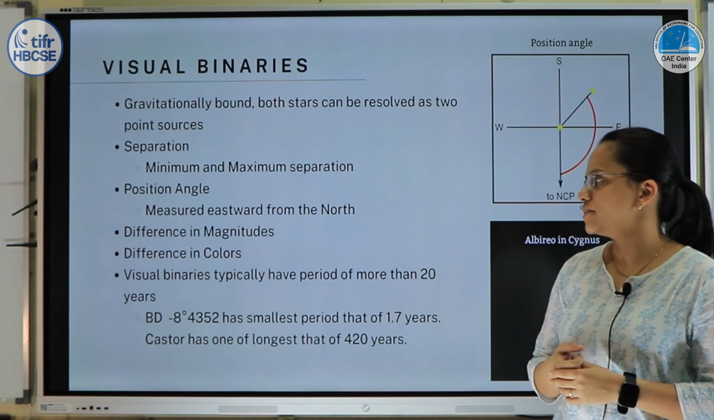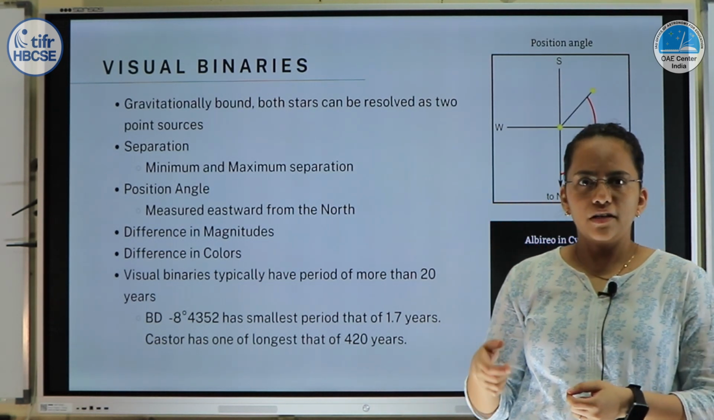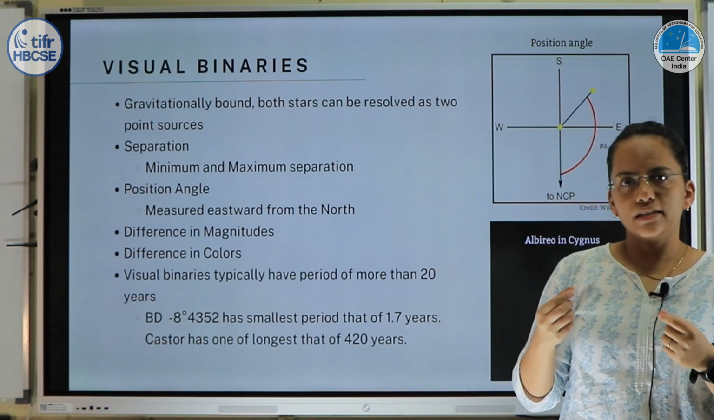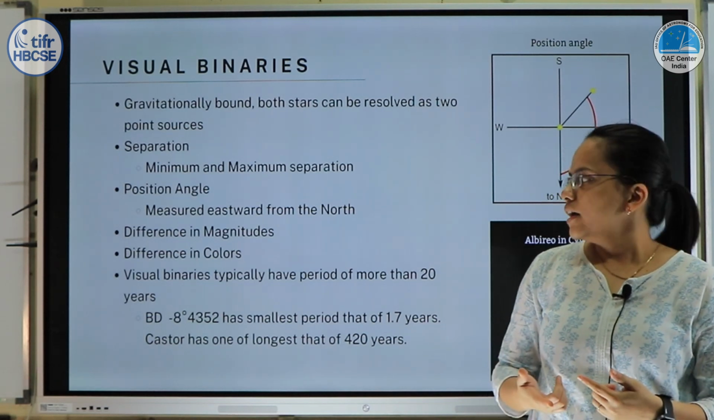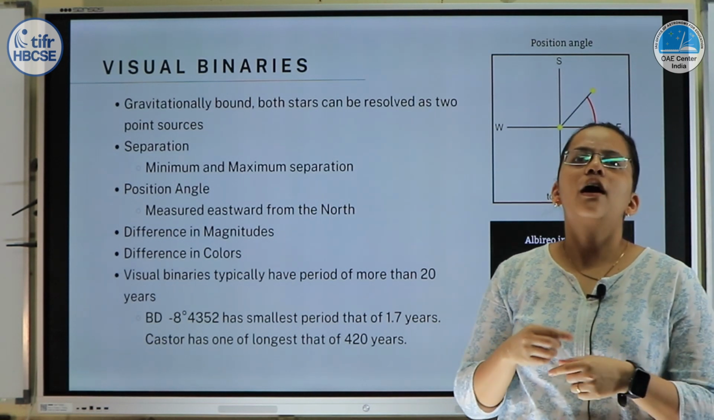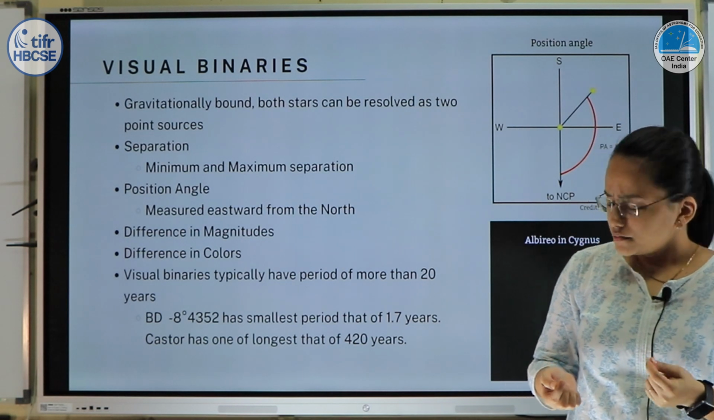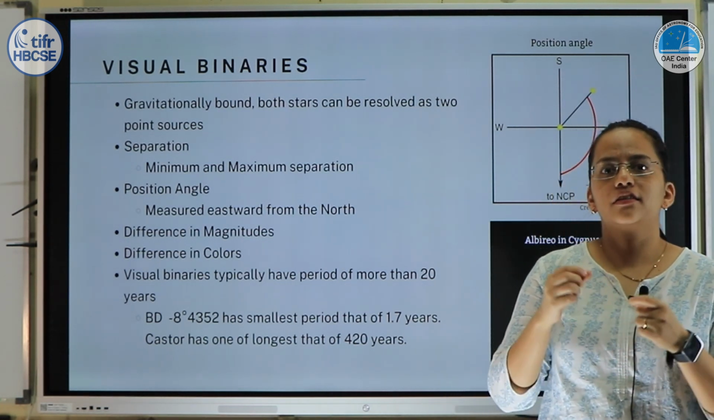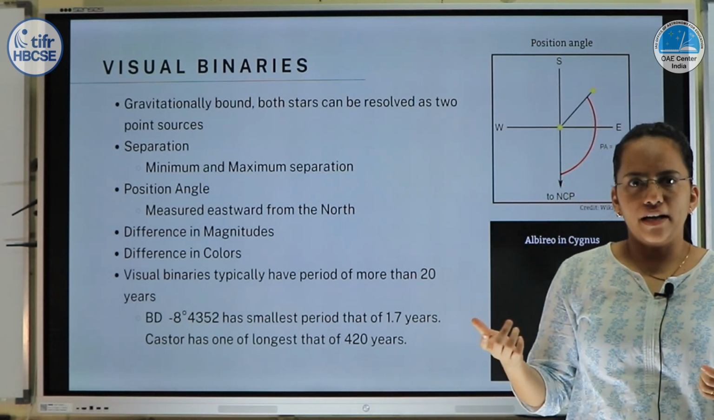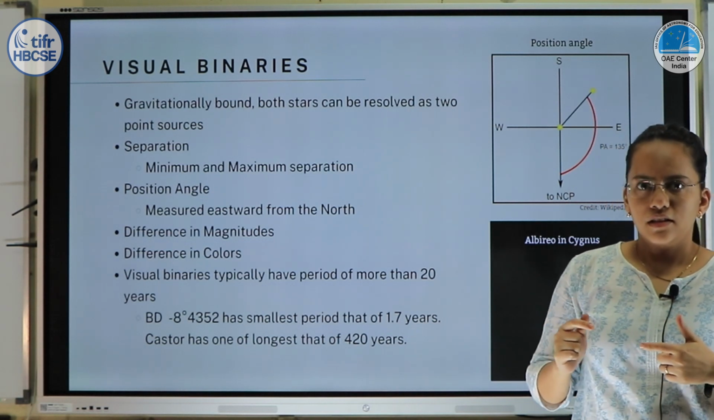Now as I said, these two binary stars have some separation between them. From Kepler's law we have T squared proportional to R cubed, right? So the greater the separation, the more will be their period. Now this puts some bounds, upper and lower bound, on how far the stars can be situated from each other. To be visually resolvable, they need to have a certain distance between them, but they cannot be too far because they also have to be gravitationally bound. So there is an upper bound on this.